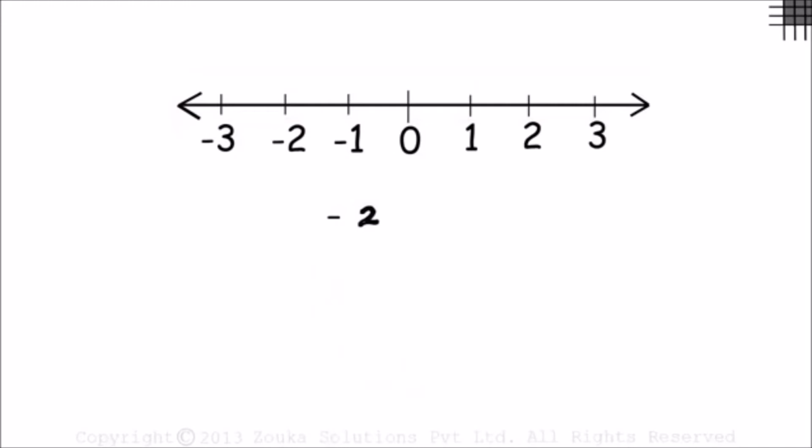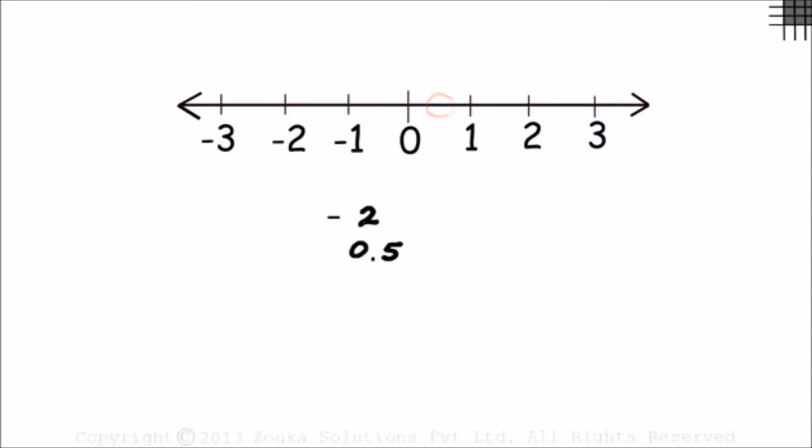Say for example -2. Yes, it can be plotted on the number line. It's this point. So -2 is a real number. What about 0.5? Even though it's not an integer, it can be plotted on the number line. It is located somewhere here.